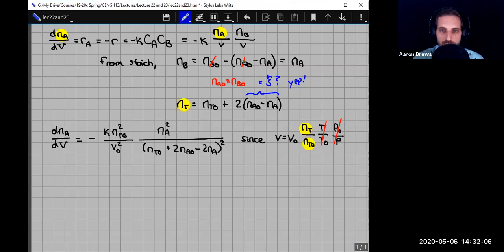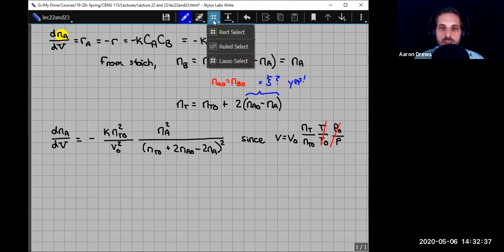We just showed that NT is not equal to NT0 because of this extra term sitting over here on the side. And so that's why we went from a V up here to a V not here. And that's where this extra NT0 came from. It was coming from that conversion that we just did, which again is only the case for gases. We would not have to do something like that if we were dealing with liquids. So that one is also inside of there.